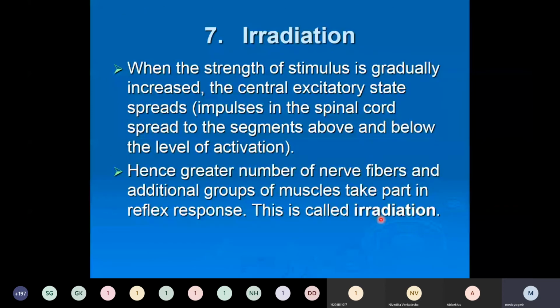Next is irradiation. When the strength of the stimulus is gradually increased, the central excitatory state spreads. Impulses in the spinal cord spread to the segments above and below the level of activation. Hence, a greater number of nerve fibers and additional groups of muscles take part in the reflex response. This is called irradiation.